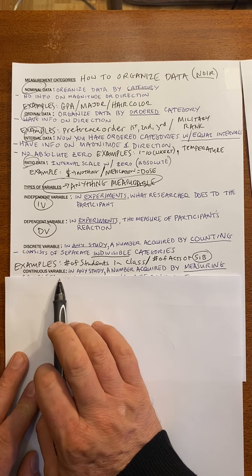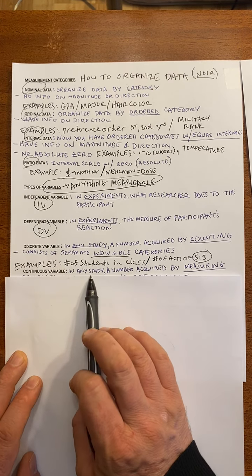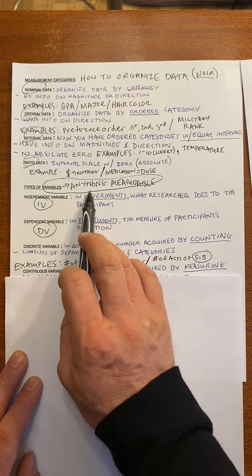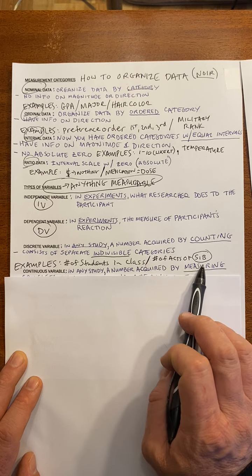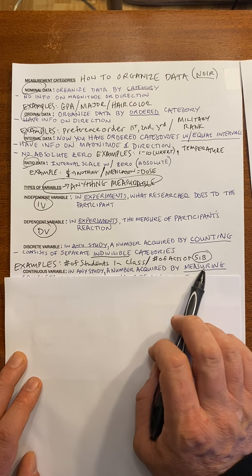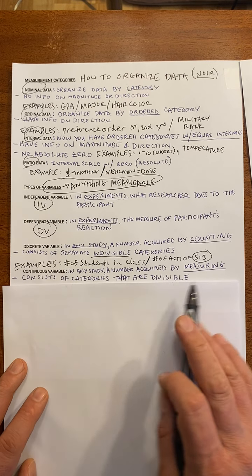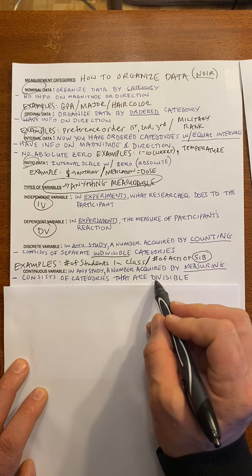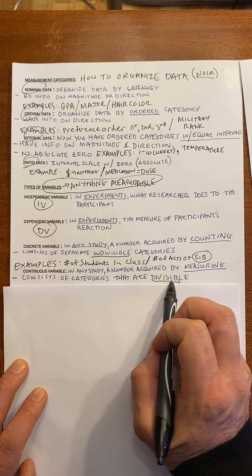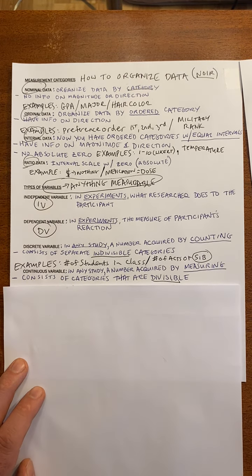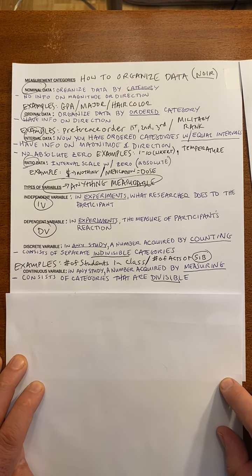That is the continuous variable. Here, I'm defining it as, in any study, right? So not just an experiment, but in any study, this is a number acquired by measuring. So you're actually going to do measurements here. This consists of categories that now are divisible, right? So now with continuous variables, you can have fractions or decimals as data.